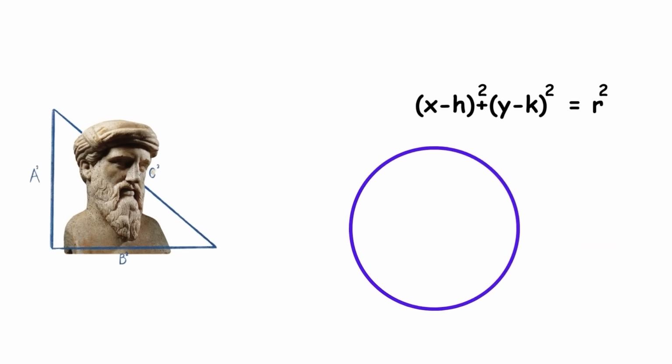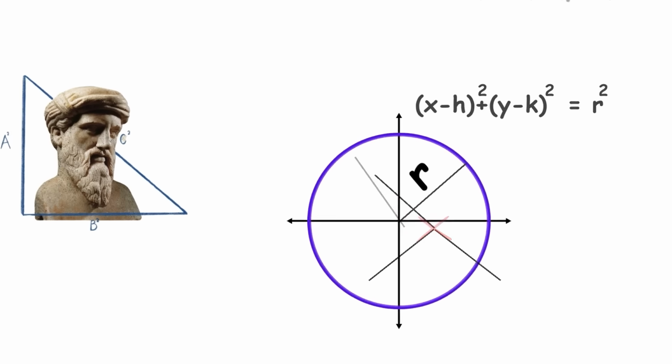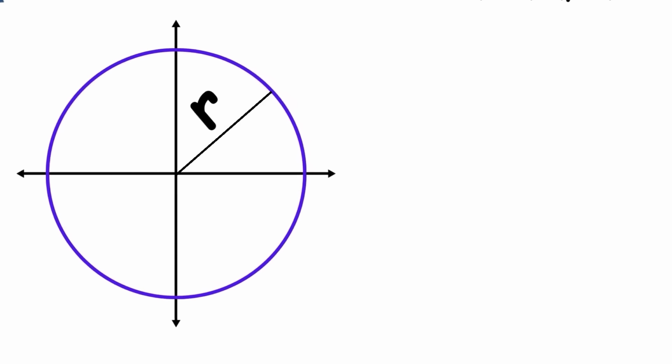A circle is defined as the set of all points in a plane that are at an equal distance, the radius, from a given point, the center. For the simplest case, imagine a circle centered at the origin. Draw a radius line segment from the center of the circle to some point on the circle. This line segment's length is r. Now, say that the point on the circle has coordinates x, y.